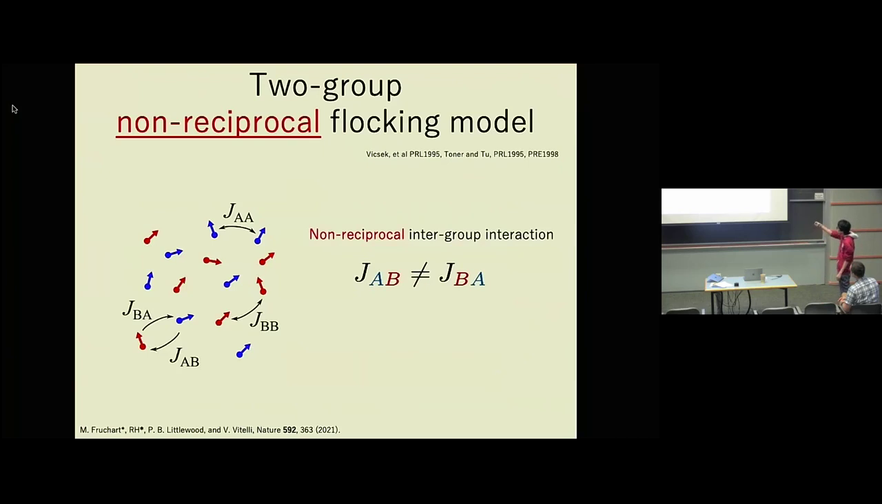Let's consider two groups of non-reciprocal flocking models, separated into two groups. The blues are the A group, the reds are the B group. The A group is ferromagnetically interacting, so they want to align and flock. The B group is the same, but we allow J_AB and J_BA to be non-reciprocal. So A might want to align with B, but B wants to anti-align with A. Let's see what happens.